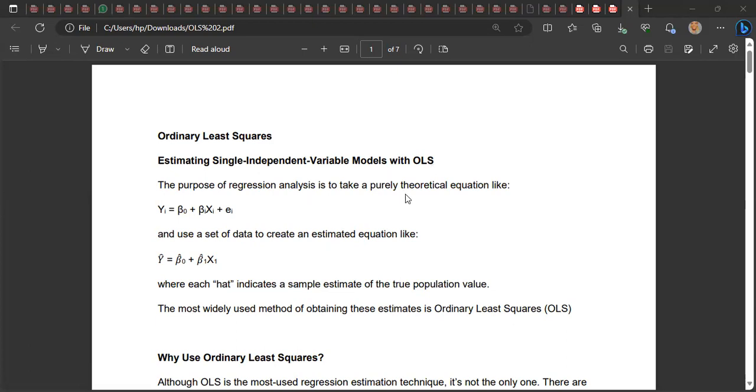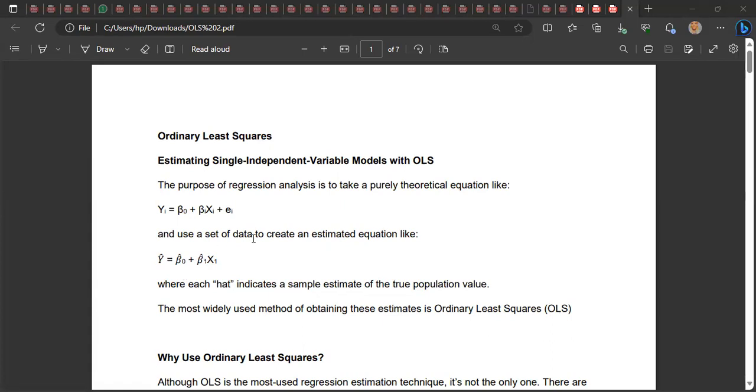So the purpose of regression analysis is to take a purely theoretical equation. This is in theory where you find the stochastic error, right? And then we want to use a set of data to create an estimated equation in that format there. Which is what we discussed in the previous session: once you start seeing these beta hats, know that we are dealing with estimates. We are already dealing with estimates at that point.